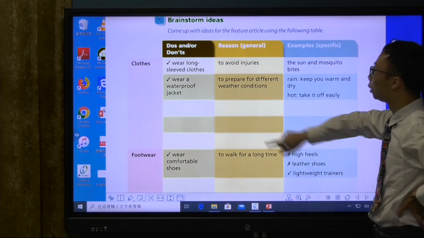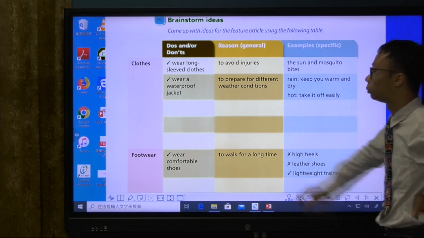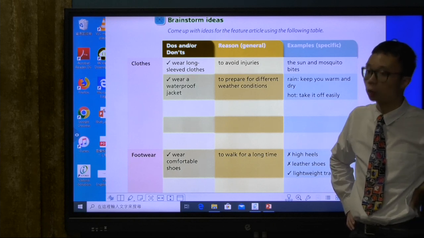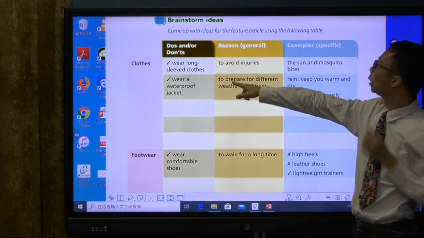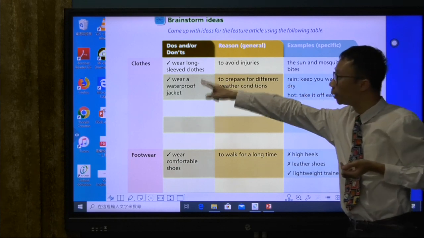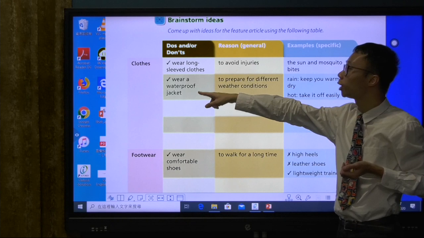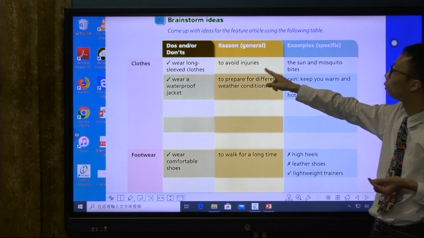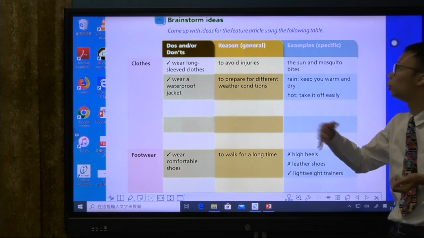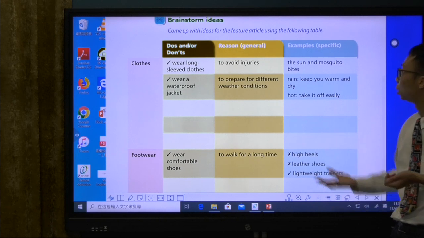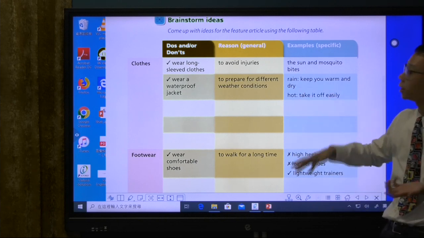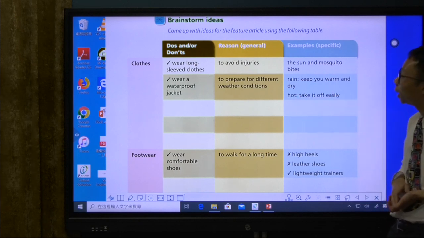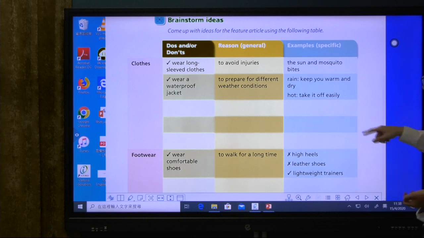And same thing for this one: wear a waterproof jacket. Does anyone know what waterproof means? 防水，完全防水. Why do you wear a waterproof jacket? You give a reason right here: to prepare for different weather conditions, 去预备不同的天气状况, because we don't know what will happen today. Rain, keep you warm and dry, and hot, take it off easily.